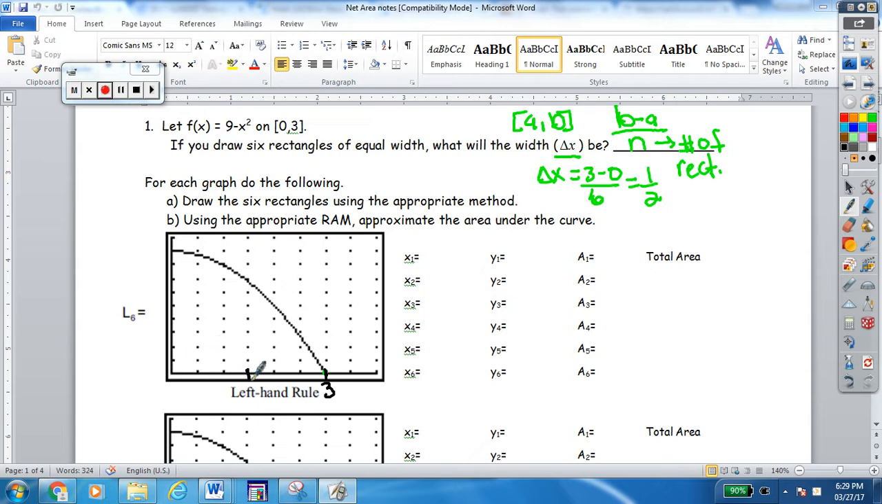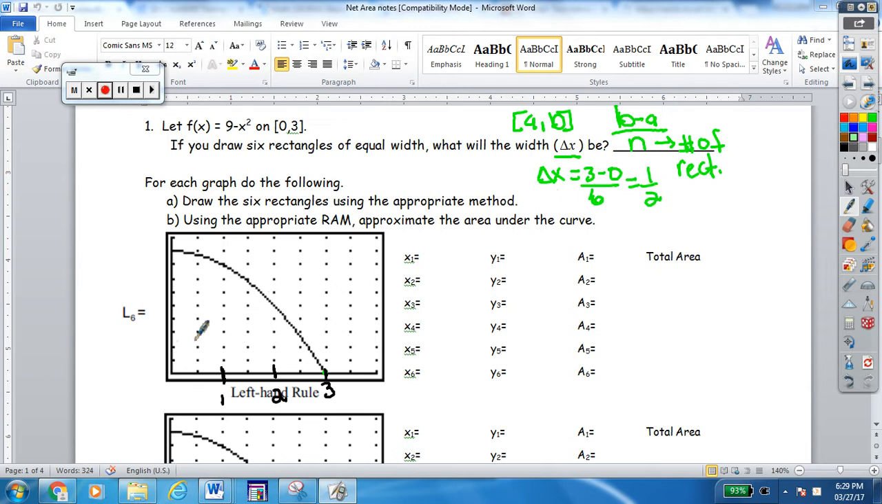So this would be 1. Sorry, let me redo that. That's actually 1.5. This would be 1 right here. And this would be 2, and then you have 3. Now we're drawing 6 rectangles, not 3, so that means each rectangle is going to have a width of 1/2.